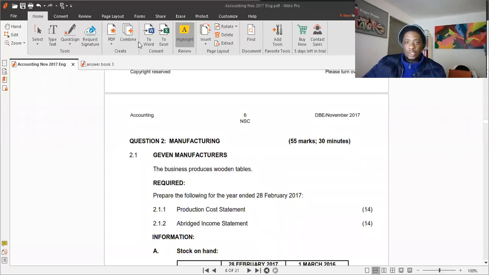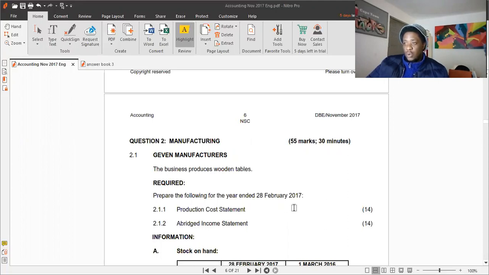Today we are continuing with the November 2017 paper. We'll be doing question 2, which is on manufacturing. Let's dive in. In this question, we are given information relating to Gavin Manufacturers. The business produces wooden tables, and then you are required to do something.